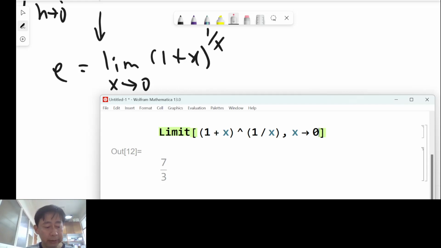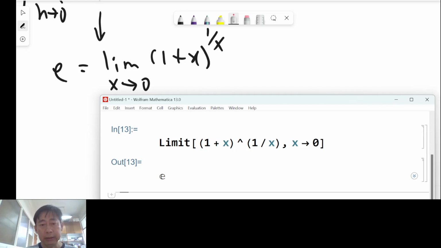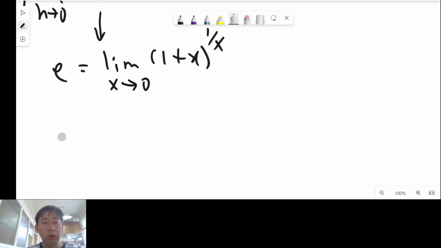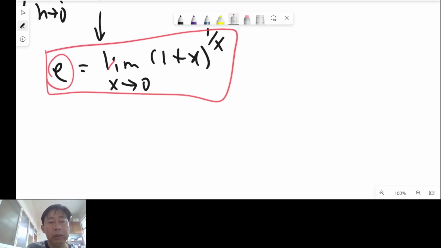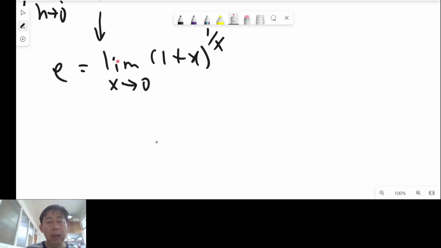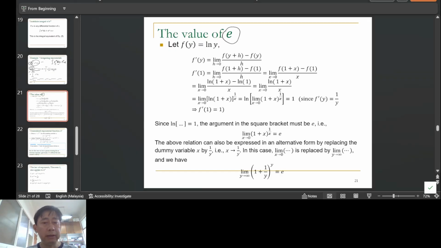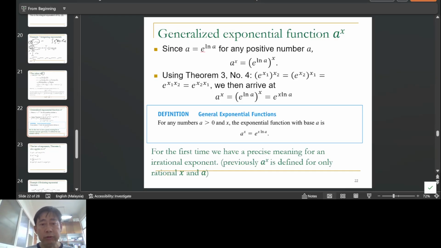So when I press the Shift+Enter button, I should get the value of e, which is the case. So that shows how to obtain the numerical values of e using the limit method. And this number is obtained by using a numerical method. So that is what this slide is about. So let us move on to the next slides.